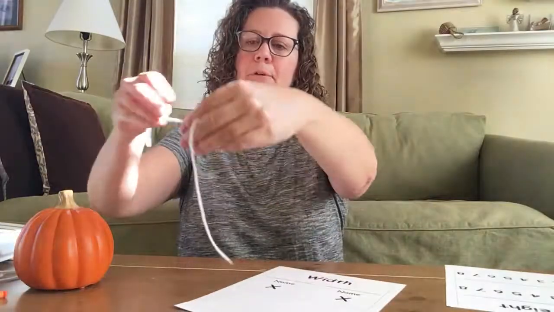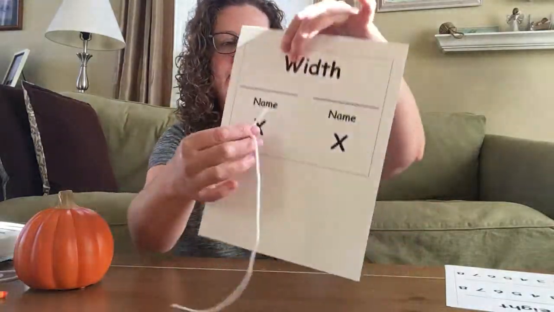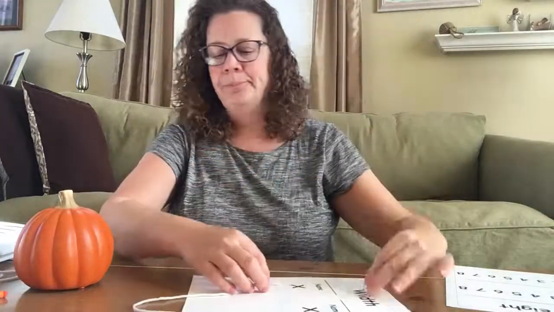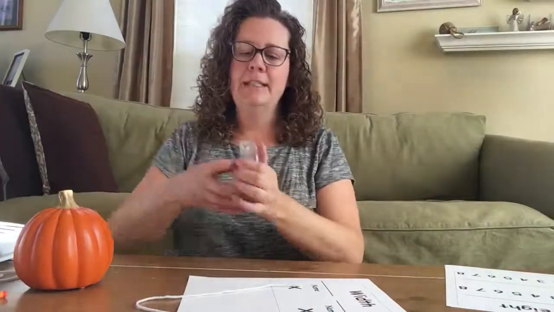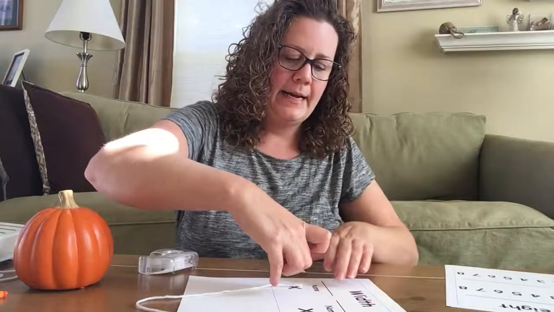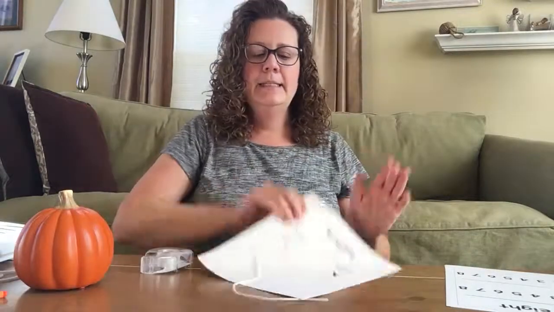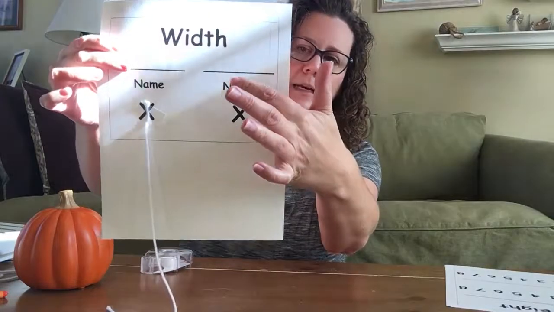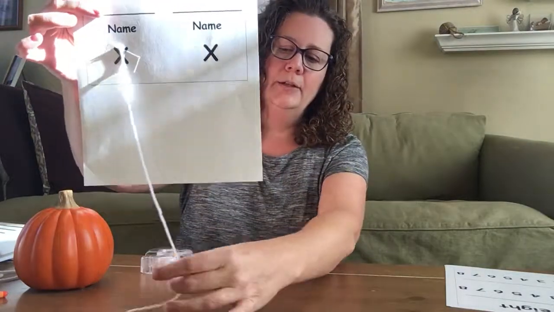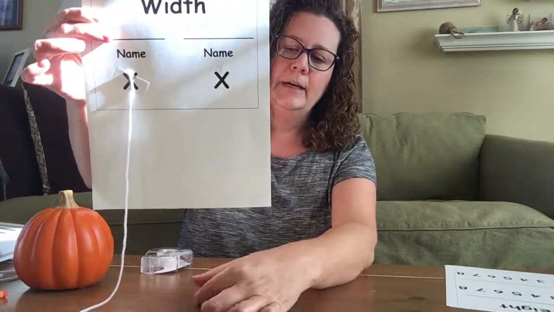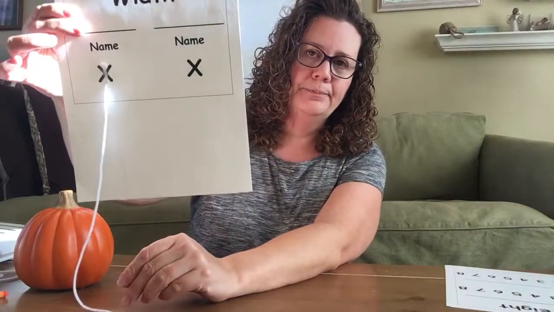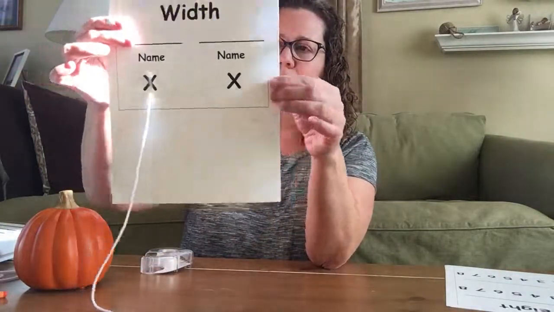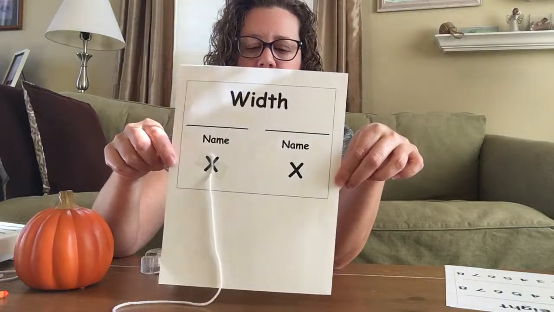But what we're going to do is, on that big X, we're going to tape our string so that it just hangs down. It just dangles down. And we'll pretend this is Diane's pumpkin and Diane's partner is going to, oops, sorry, that's too high. Diane's partner is going to hang her string down here and then we can compare them later, okay? So this is going to measure the width of our pumpkin.